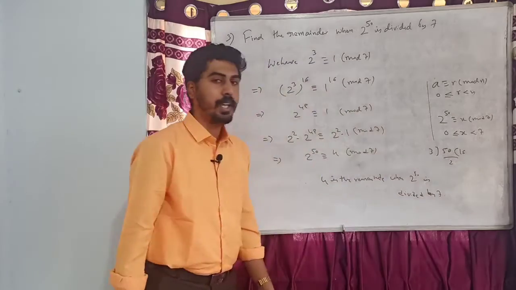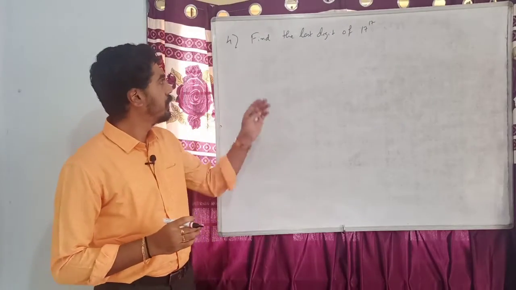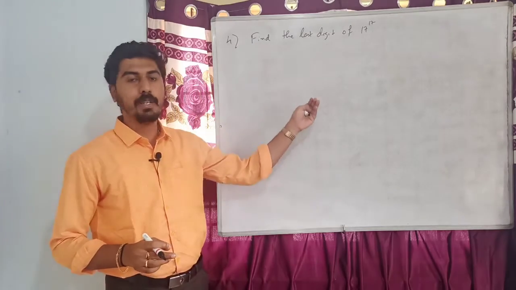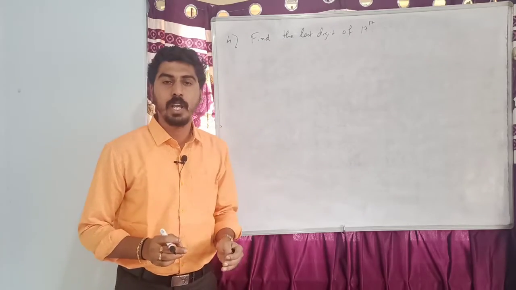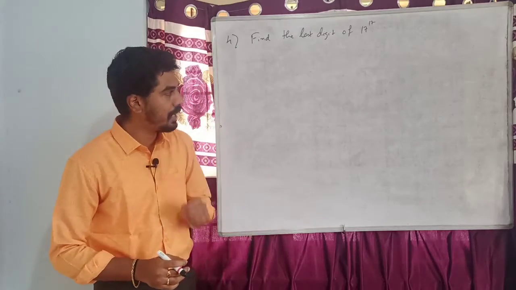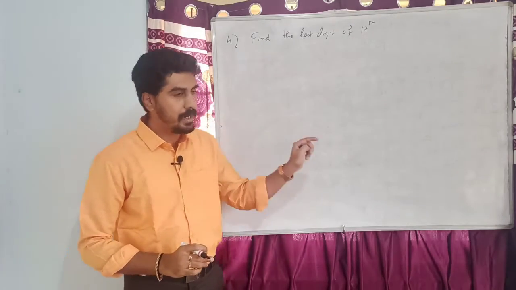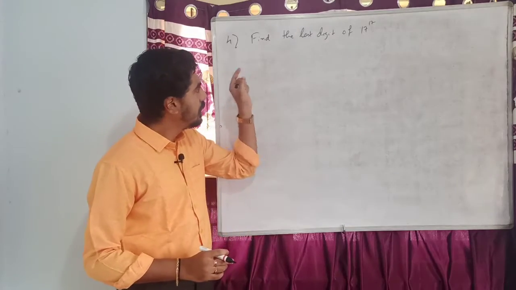Okay. Now consider the next problem. Find the last digit of 17 power 17. To solve this problem, I am going to use the fact that when an integer is divided by 10, the remainder will be the digit in the unit place.